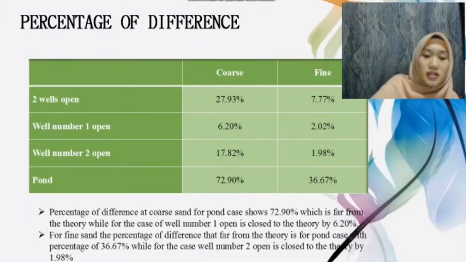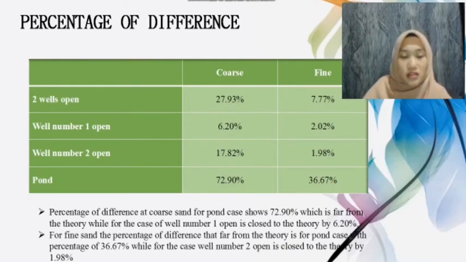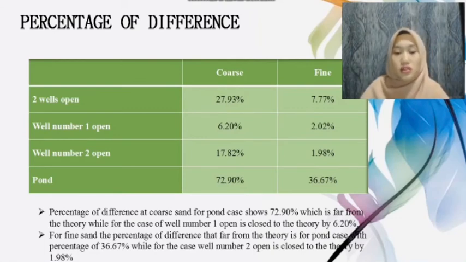So this is the percentage of difference of coarse and fine sand. After calculating the percentage of difference for coarse sand, the pond case shows 72.90%, which is far from the theory, while the case of well number 1 open is close to the theory by 6.20%. For fine sand, the percentage of difference that is far from the theory is for the pond case with 36.67%, while for the case well number 2 open is close to the theory by 1.98%.